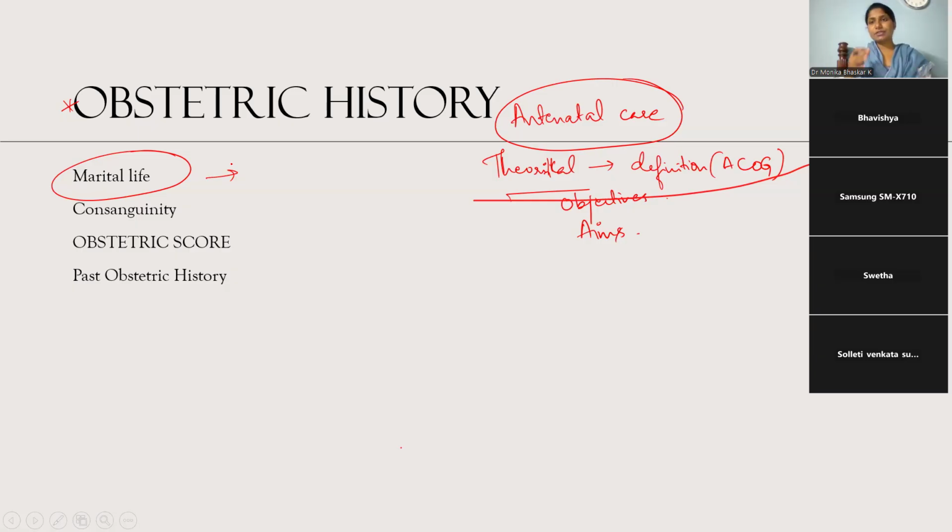So we just try to understand whether the couple has conceived after a long period of marital life, that is active marital life, or it is a normal pregnancy where they immediately, spontaneously conceived. So that is very important. The second very important thing in obstetric history is consanguinity. There are different degrees of consanguinity: first degree consanguineous marriage, second degree, and third degree.